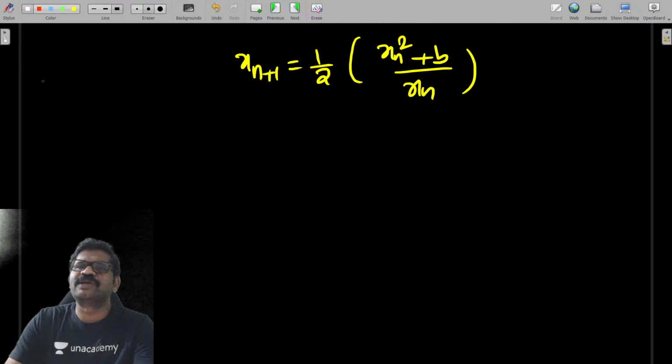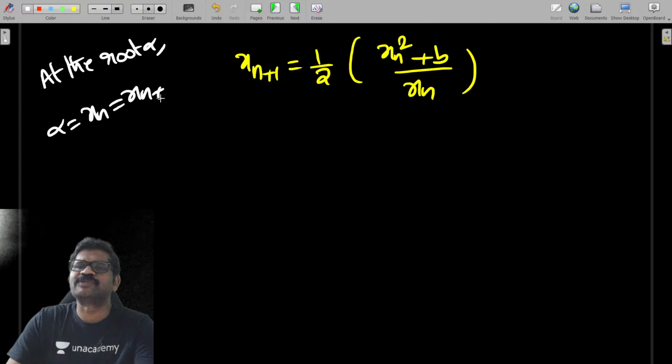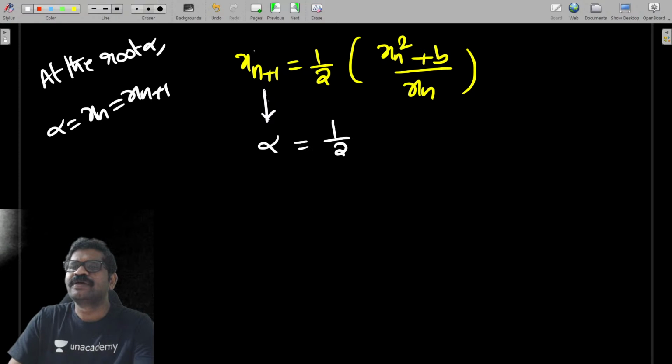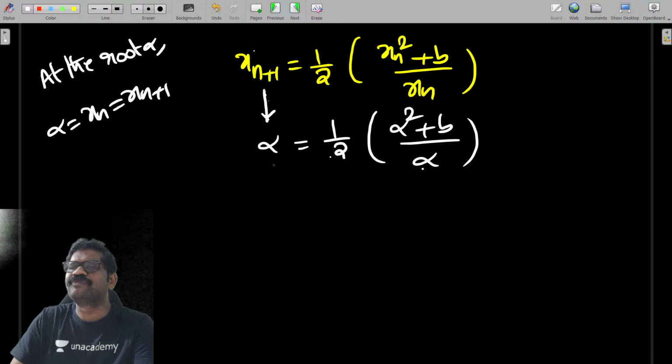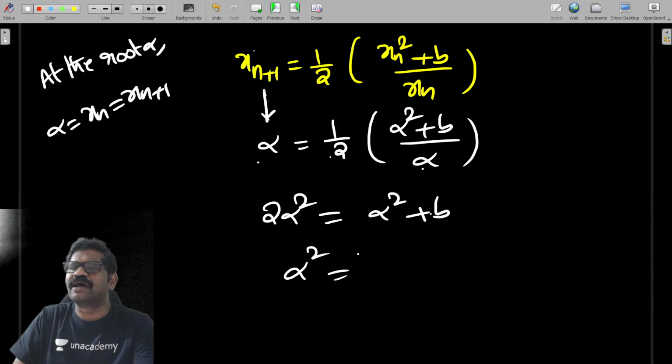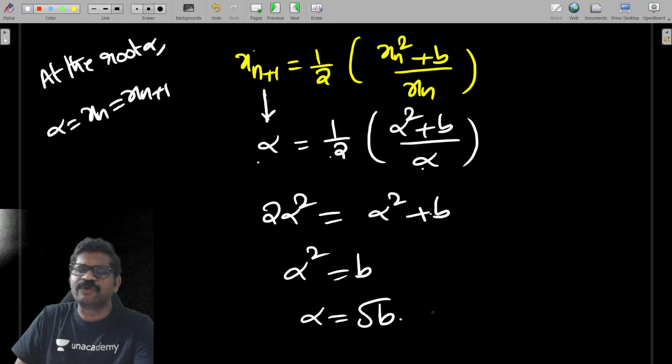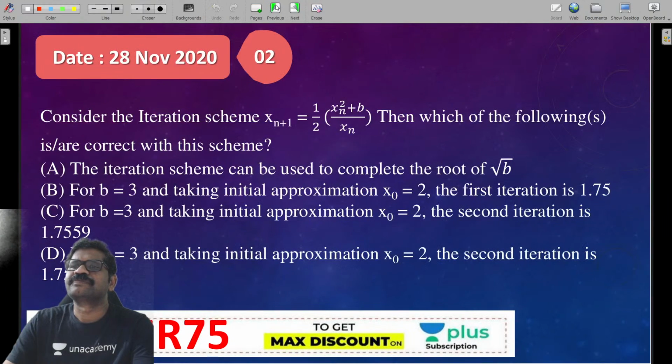Whenever you reach the root alpha, alpha equal to xn equal to xn plus 1. That's why in the place of xn plus 1 I am going to substitute alpha. So alpha equal to 1 by 2 of alpha square plus b by alpha, which gives 2 alpha square equal to alpha square plus b. Finally alpha square equal to b, alpha equal to root b. Therefore the iteration scheme converges to root b is the correct answer. First option is correct.